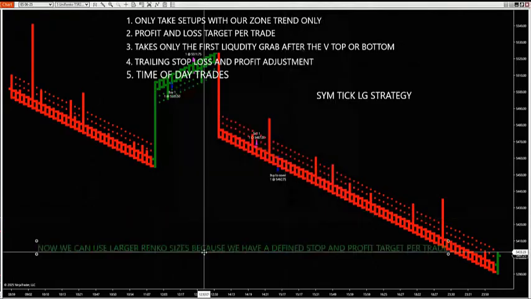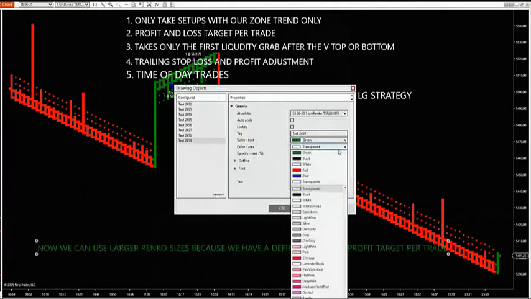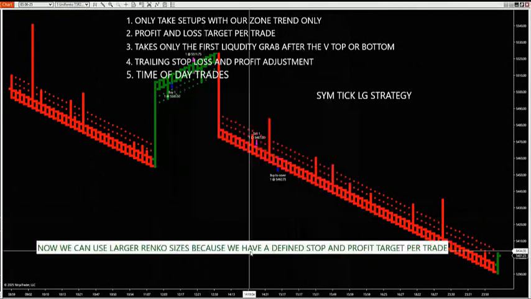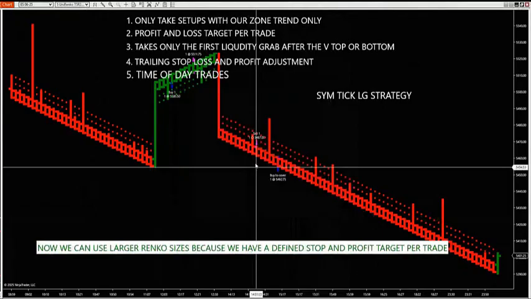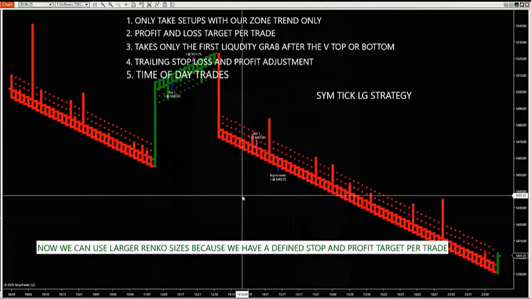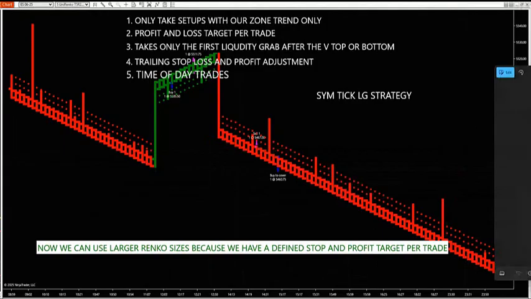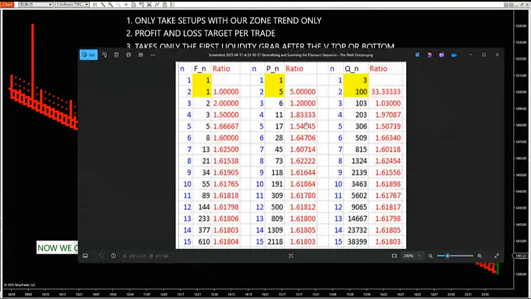Now we can do it because you can use a larger Renko size like this and say, hey, I only want to risk $300 per one contract per trade and profit target $300 per contract per one trade. Or this different Renko or this different Fibonacci combinations, which I'll show you how to do on smaller Renko sizes.